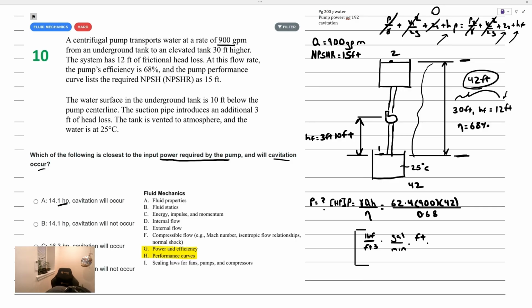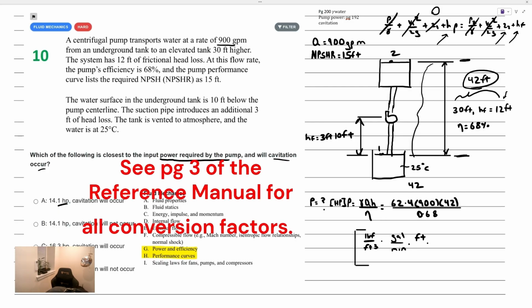So how many gallons are in a cubic foot? There are 7.49 gallons contained in a cubic foot. So that's going to cross out. And we know that in 1 minute, there are 60 seconds. So the minutes are going to cross out. The cubic feet are going to cross out, and we're left with foot and pound force.